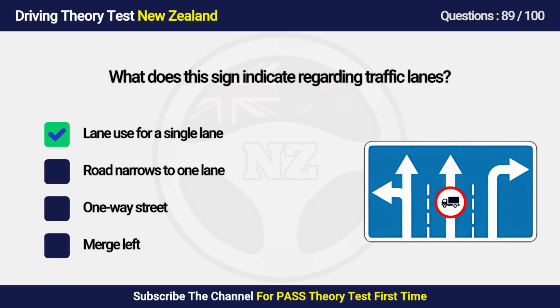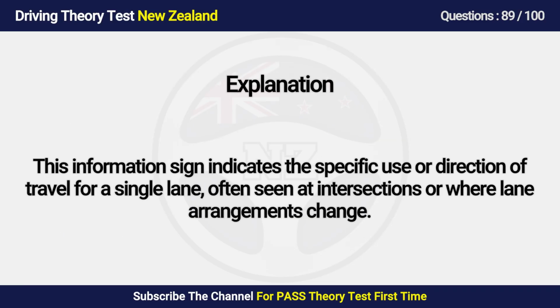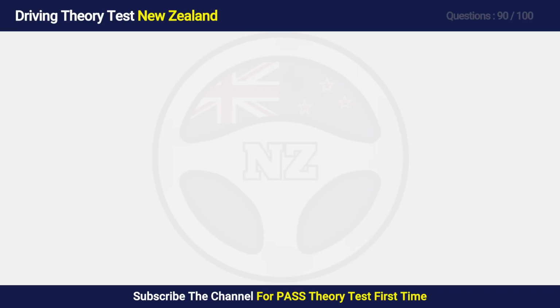Answer is A. Lane use for a single lane. This information sign indicates the specific use or direction of travel for a single lane, often seen at intersections or where lane arrangements change.